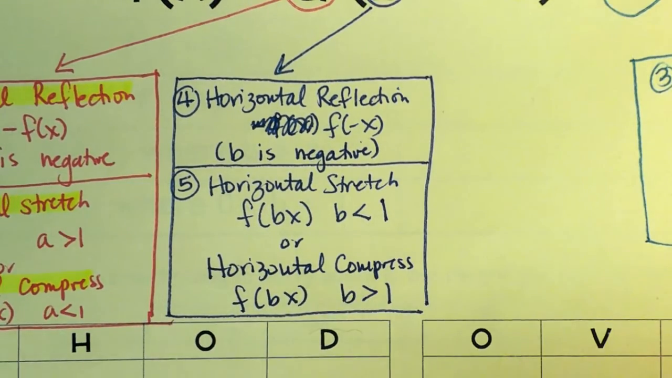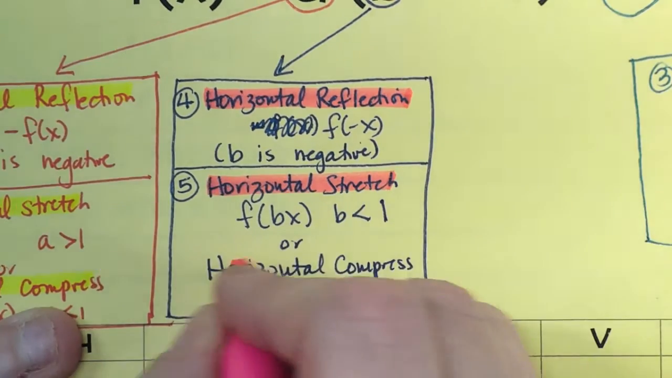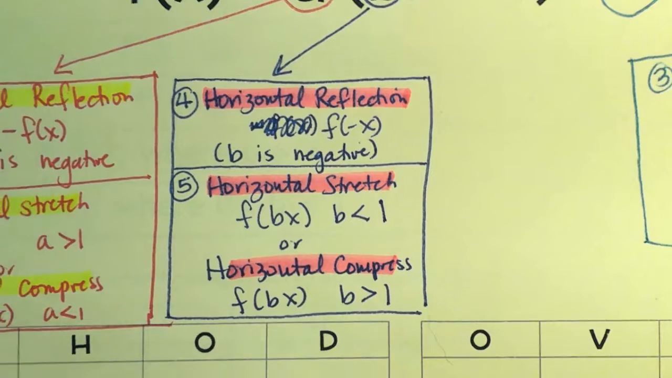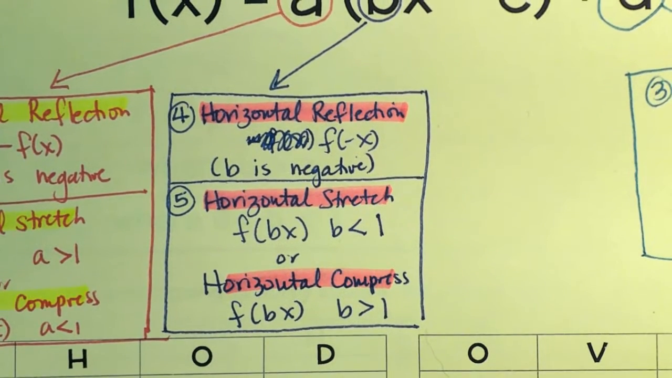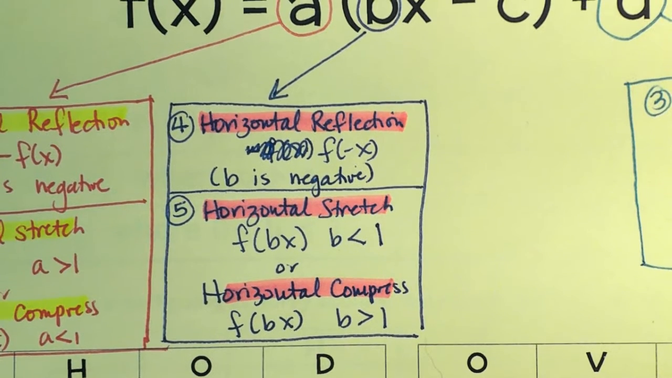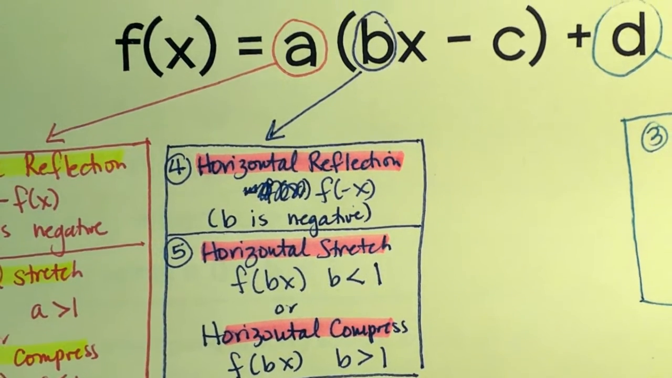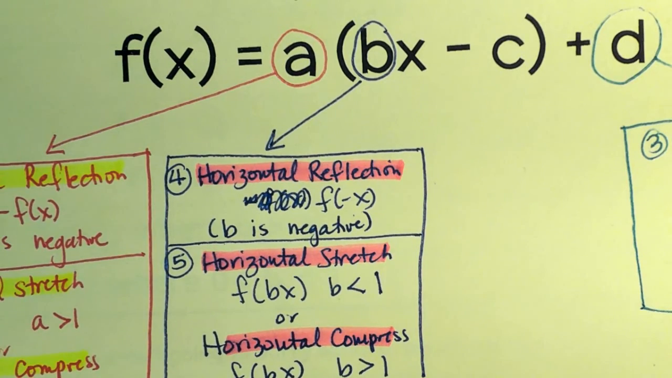Okay, so those are the possibilities. Now remember, the reason why I say that this is only one change is because I can't stretch and compress at the same time. So I'm not going to see both of these happening at the same time. I'm going to see one or the other. Okay? So that's the first part.